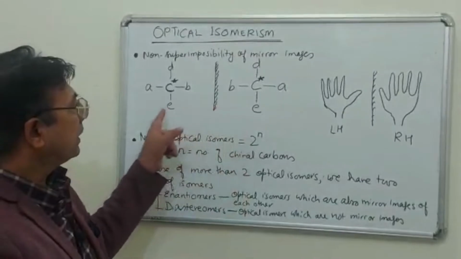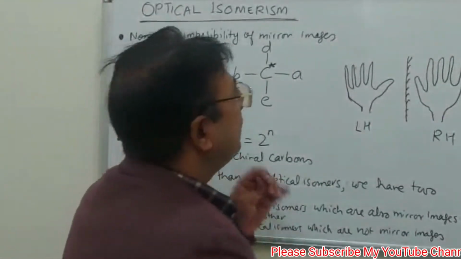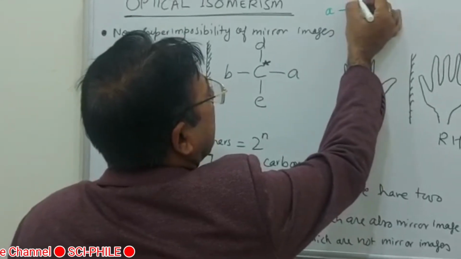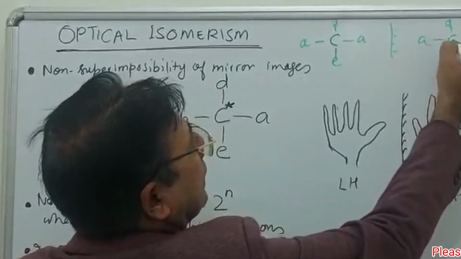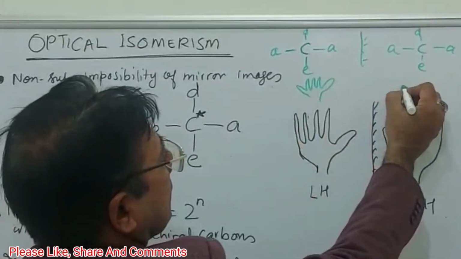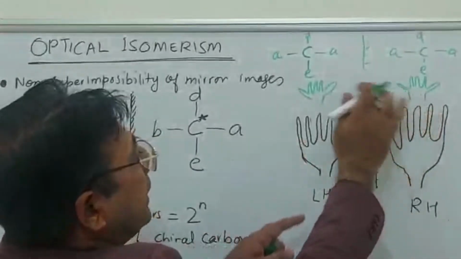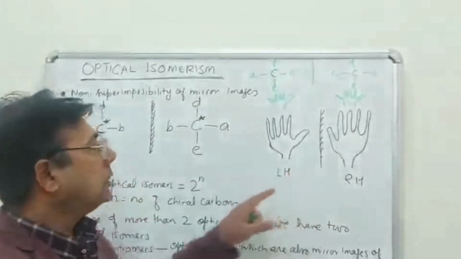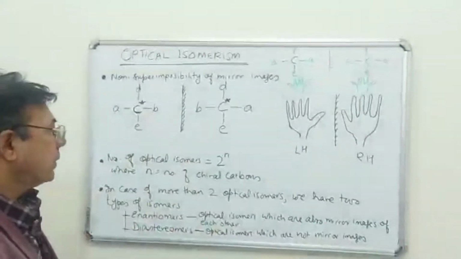Now if we don't have dissimilar groups, then we will not have non-superimposability. For example, if we have this carbon, and this is having A, A, D and E, when you put it over this, so this is like having something like this. So both are symmetric, and if such a thing is there, if you bring it over this, then you will get a superimposition. So in case of optical isomerism, there should be an asymmetric carbon or chiral carbon, so that mirror images should be non-superimposable. So this is the essential condition for optical isomers.